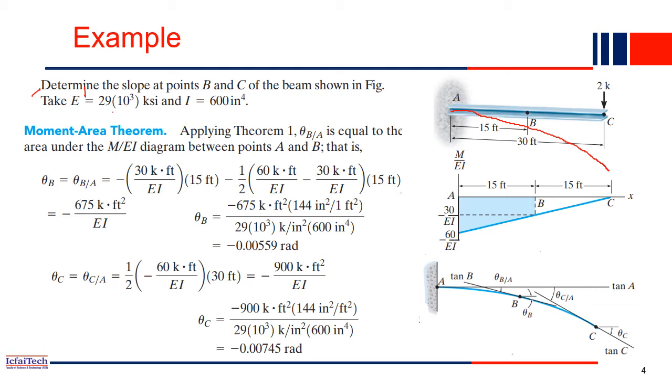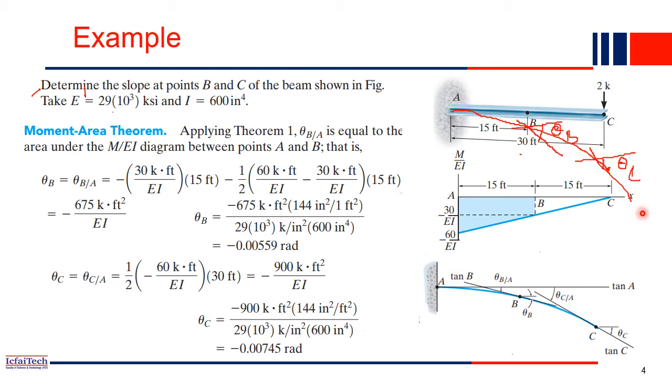So you have to draw. If you draw a tangent here, how much angle does this tangent make with the horizontal? That is theta C. Similarly, if you draw a tangent here, how much angle is it making, that we call theta B. So our question asks to find out what is theta B and theta C. That is a simple question, right?